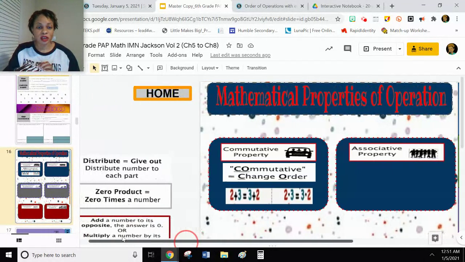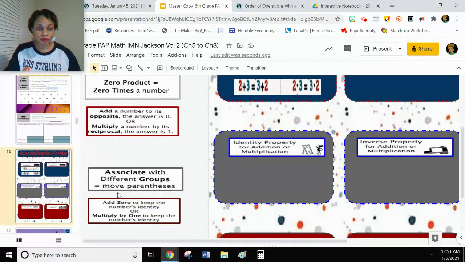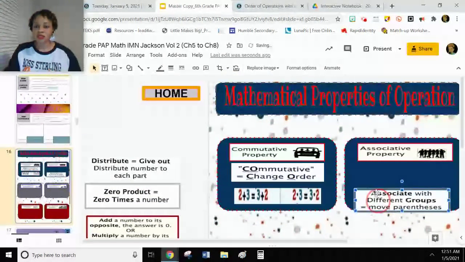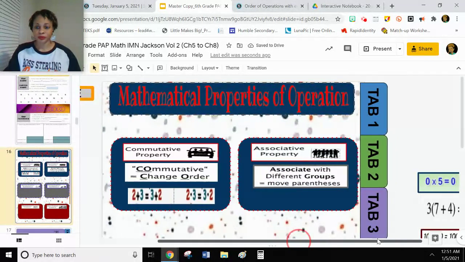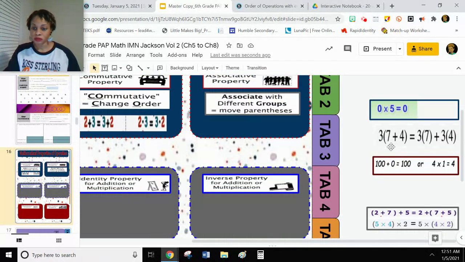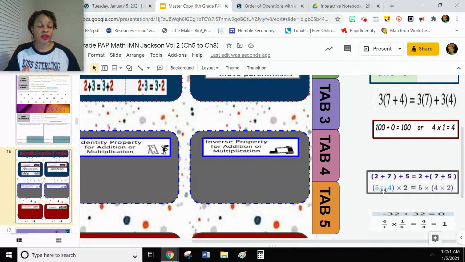So let's see, where's our definition of that? Associate with different groups equals moving parentheses. So the parentheses is going to move for associative property. So here again, associative property is for addition and multiplication only, okay? Associative property of addition or associative property of multiplication. Most of these properties are for addition and multiplication only, okay?